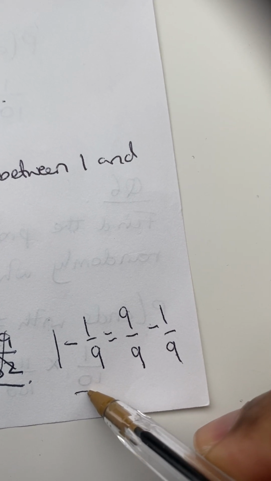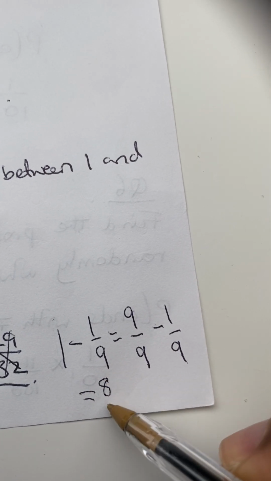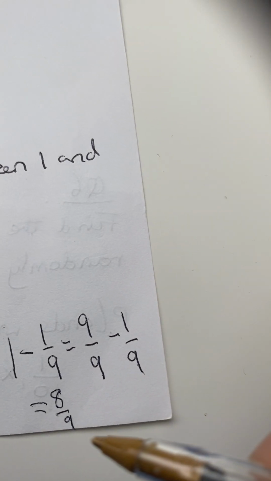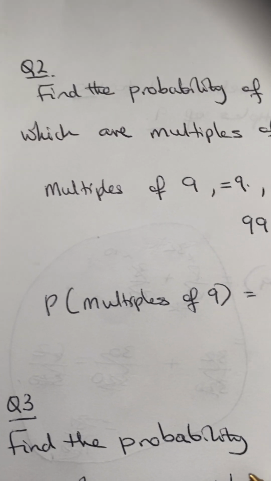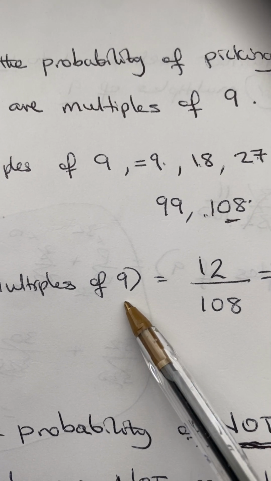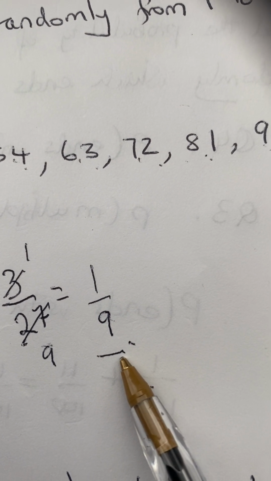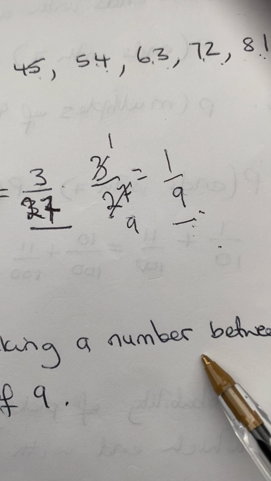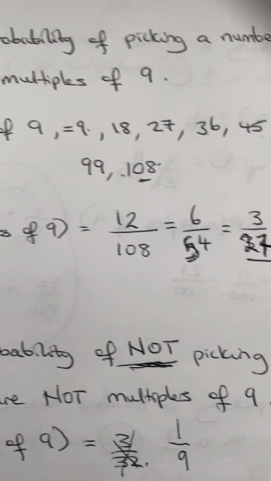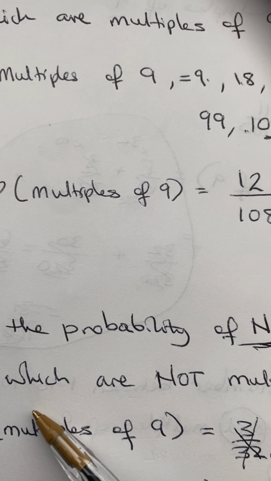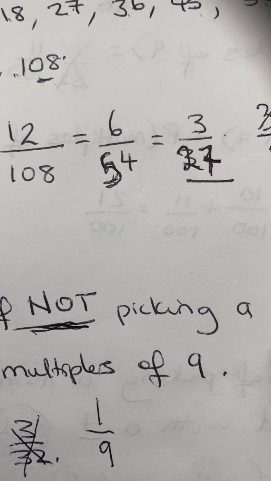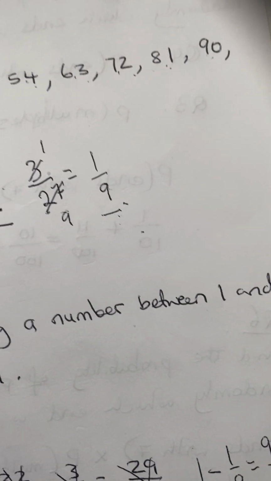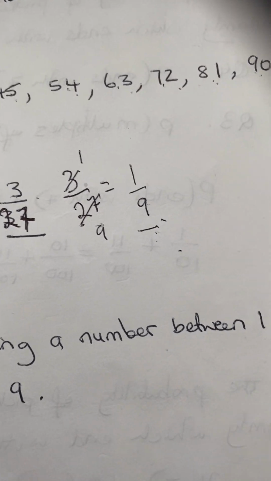So our new answer here will be 8 out of 9. I hope I'm clear. Okay, so the probability of multiples of 9 is 1 over 9. And the probability of not picking a multiple of 9 is 8 out of 9. So you take 1 and subtract from it, because we know that a certain event is 1.